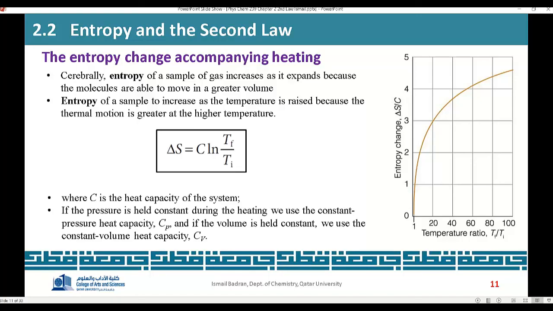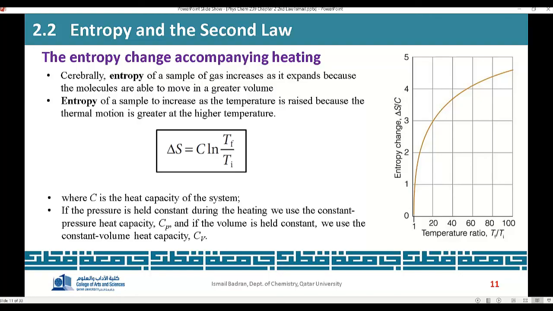So when you heat something, let's say water from 20 to 80 Celsius, T initial is 20, the T final is 80, so delta T will be a positive number. Ln of a number greater than 1 is always positive, and C of course is always positive. In this case, you will have a positive delta S, which makes sense because when you heat something, the entropy will increase.